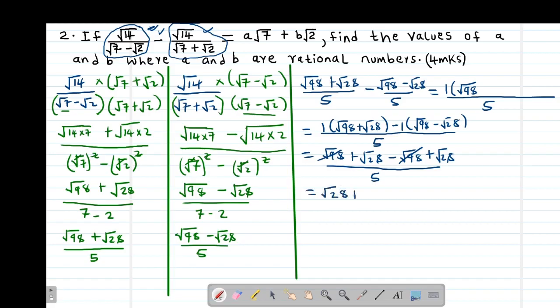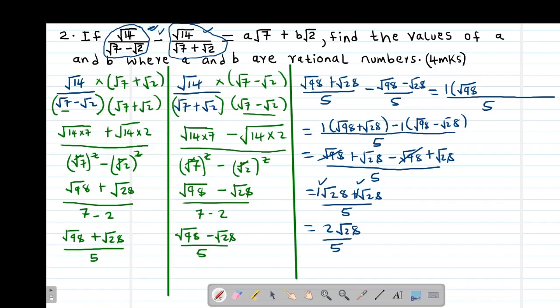the root of 28 plus the root of 28, then divided by 5. So remember this one means the coefficient is 1, the coefficient is also 1. Since these are like terms, you simply add directly, so 1 plus 1 you'll get 2. So this will be 2, the root of 28, then divided by 5.